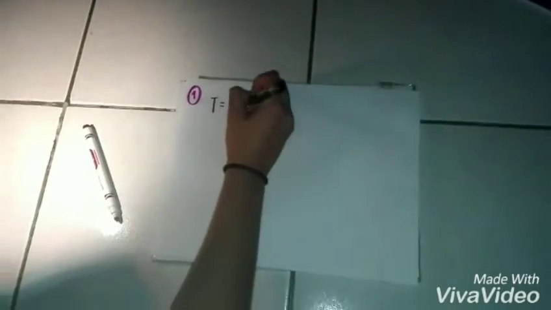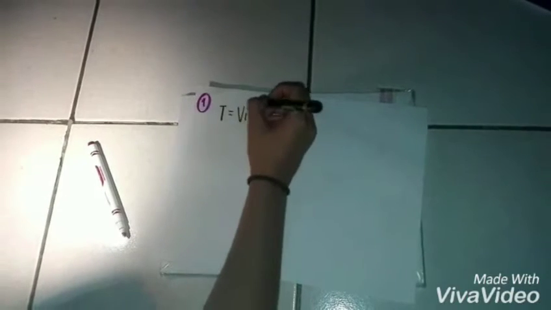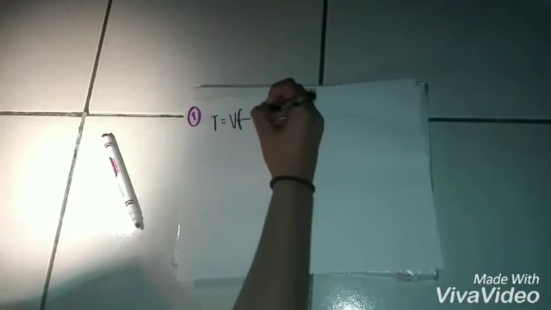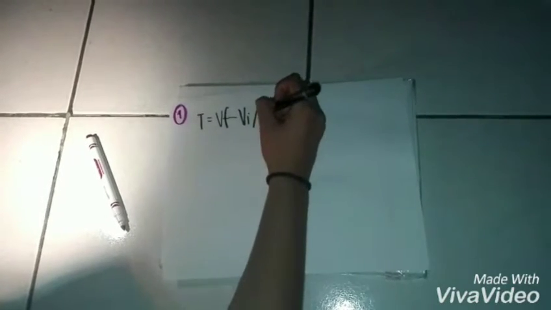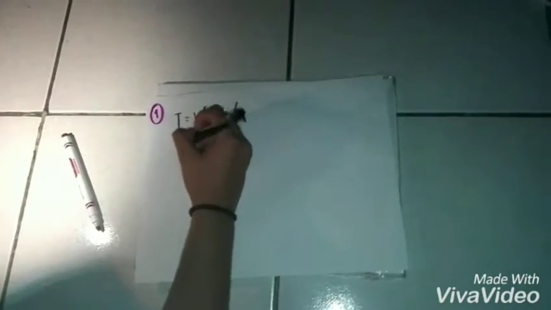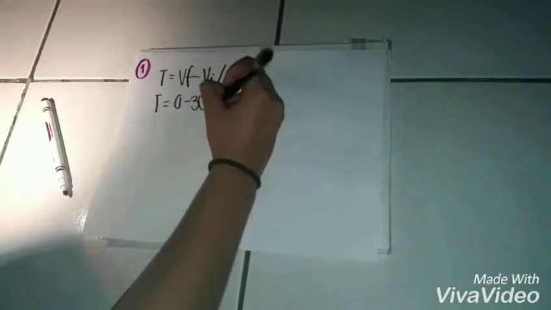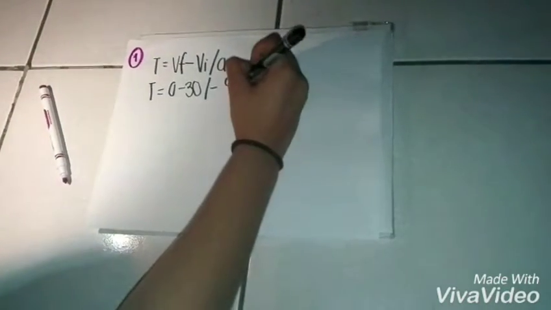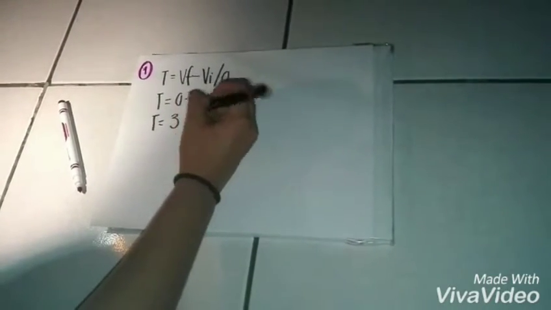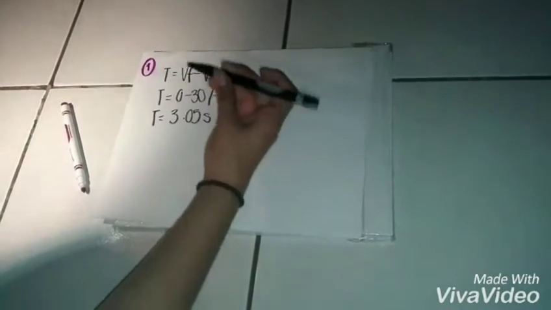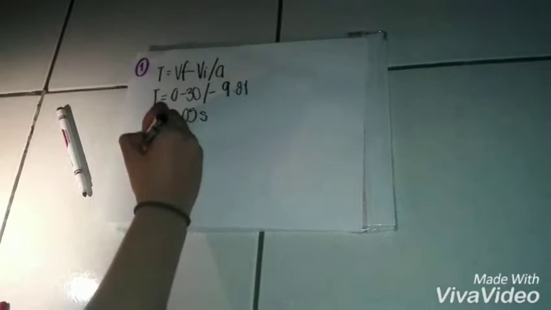So time is equal to final speed minus initial speed over acceleration. So now we're going to substitute the values. 0 minus 30 over negative 9.81, and the result is time is equal to 3.05 seconds.